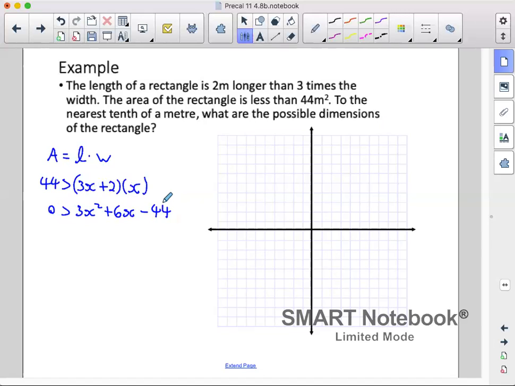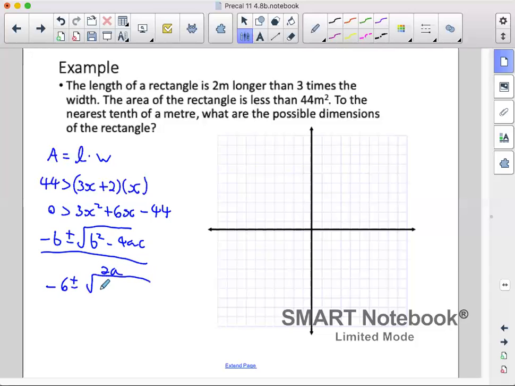Now a key thing for this is we need to know where our x-intercepts are. So I'll use my quadratic formula: negative b plus or minus the square root of b squared minus 4ac, all divided by 2a. So we've got negative 6 plus or minus the square root of 6 squared minus 4 times our a value of 3 times our c value of negative 44, over 2 times our a value of 3. Now from this, we get 3.5 and negative 4.2.